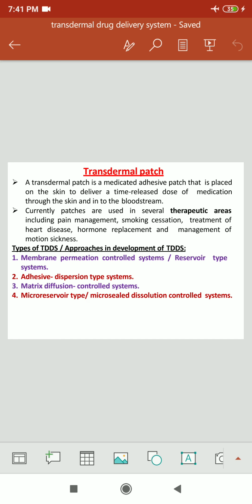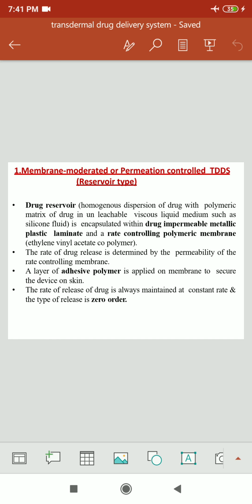First is the membrane permeation controlled device, second is the adhesive dispersion type system, third is matrix diffusion, and fourth is the micro reservoir system. In the membrane, or reservoir type, the drug is dispersed into a polymeric matrix, into an unleachable viscous liquid like silicone fluid, and then encapsulated with a drug impermeable metallic plastic laminate and a rate controlling polymeric membrane, which is ethylene vinyl acetate.